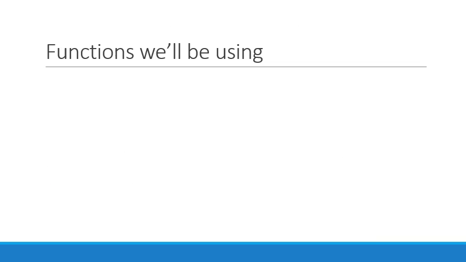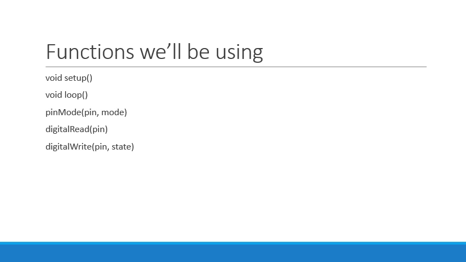The functions we'll be using today: void setup, void loop, pinMode function, digitalRead function, digitalWrite function. Then we are going to be using the Serial.begin function, the Serial.print function, and the Serial.println function. And all this we'll be using because we want to use our serial monitor.